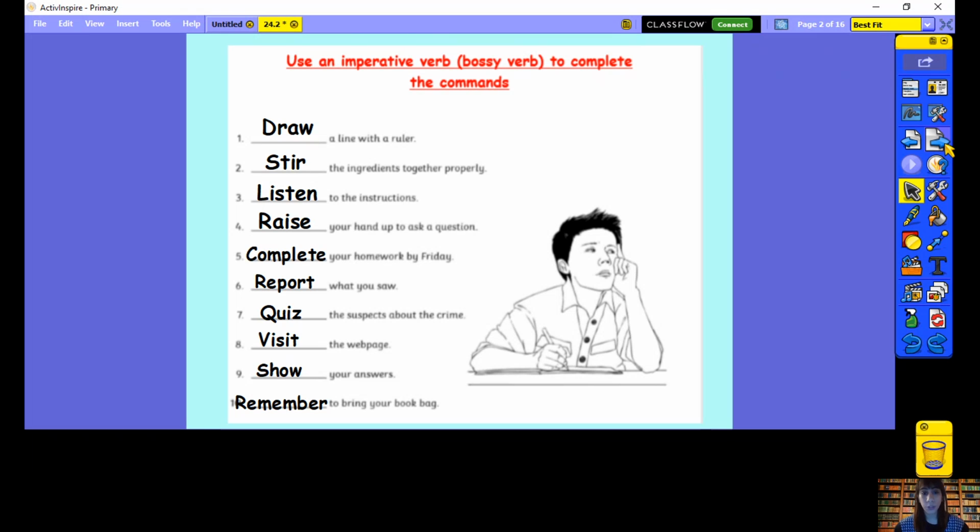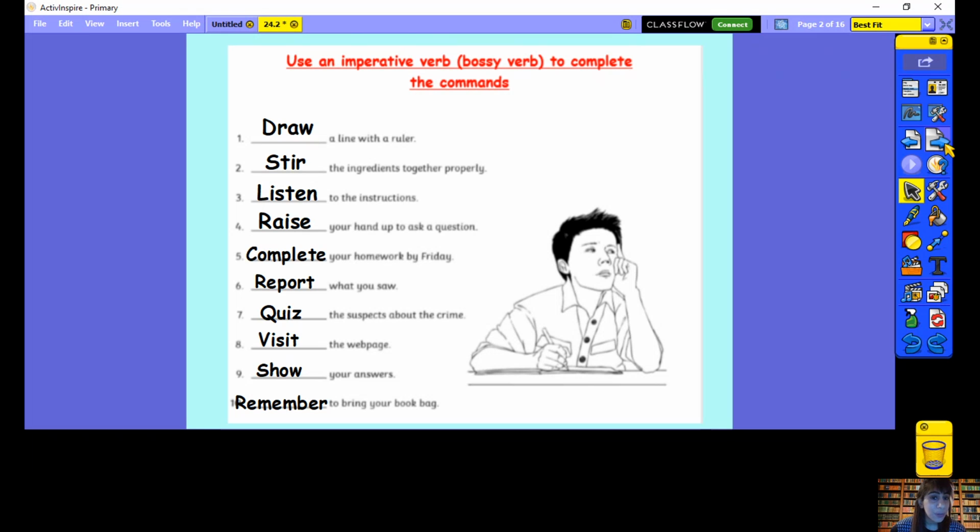Number six, report what you saw. Number seven, quiz the suspects about the crime. Number eight, visit the web page. Number nine, show your answers. You could have gone for reveal your answers for that one. And number 10, remember to bring your book bag.